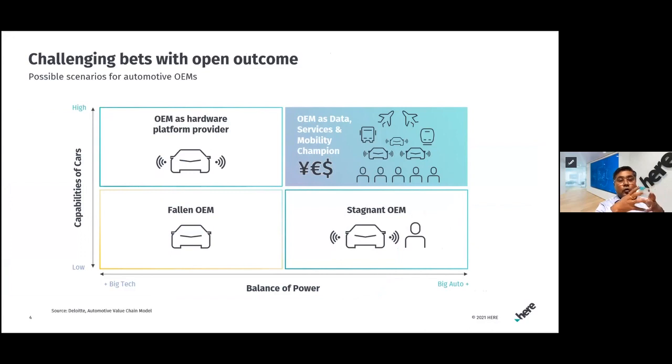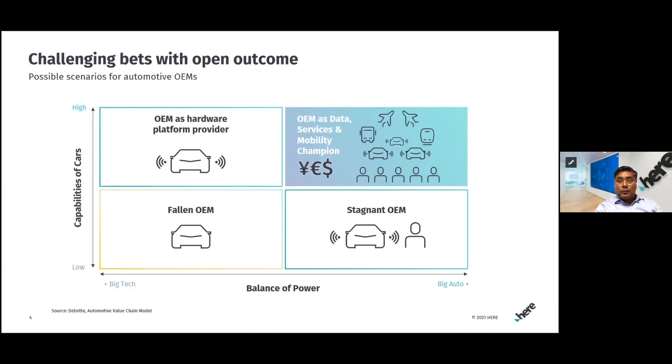There's something called fallen OEMs. These fallen OEMs are the people who have few tech capabilities, and they're potentially out of the market or they have been acquired. Then there is something called a stagnant OEM. A stagnant OEM could have been a strong brand at one point of time, but there's no growth for them. They're a big auto company, but they're not growing because the capabilities of the car are not there.